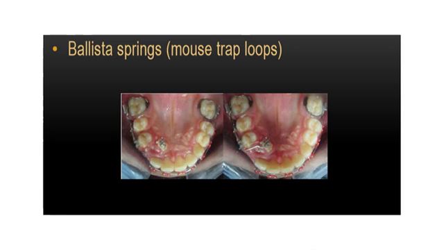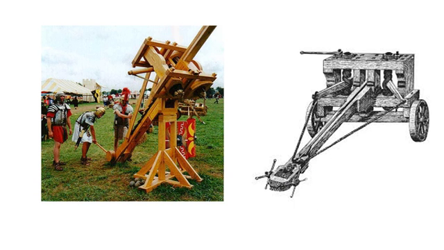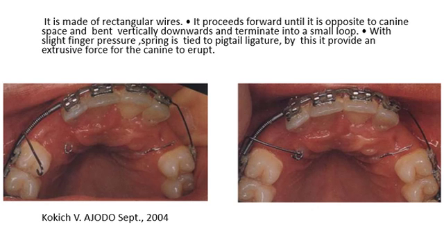Ballista springs, sometimes called mousetrap loops. The ballista is similar to the ballista which was used in war during the medieval periods. It is made of rectangular wires. It proceeds forwards until it's opposite to the canine space, bends vertically downwards, and terminates into a small loop.